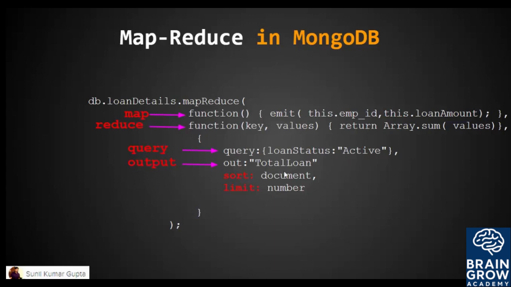So now we have discussed the theory part. In the next lecture we are going to do our hands-on with the same example, and I'll show you by creating a collection, loan details, inserting the data, and then I'll write the MapReduce to get every employee's active loans, total loans on the employee. So see you in the next lecture where we'll be doing our hands-on on the MapReduce.